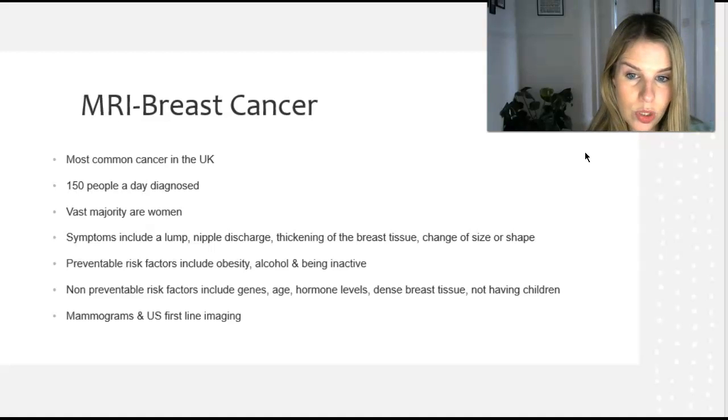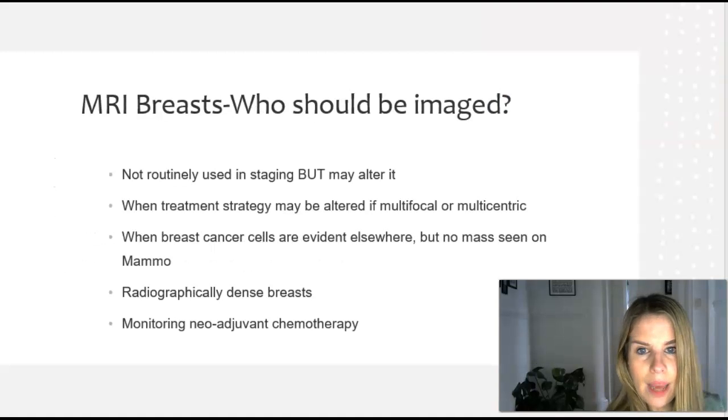In the first line of imaging, we know that we use mammography and we also use ultrasound, but MRI is also used in certain cases as well. So when MRI is used, it doesn't tend to be used in the initial staging or the initial diagnosis, but it can alter the stage of the patient's breast cancer. And when it's really useful is to determine whether or not the breast cancer is multifocal or multicentric. And what we mean by that is, is it contained within the same quadrant of the breast, or is it in multiple quadrants of the breast? Okay. So it's really important to determine that, and we'll come on to why that is the case in a minute.